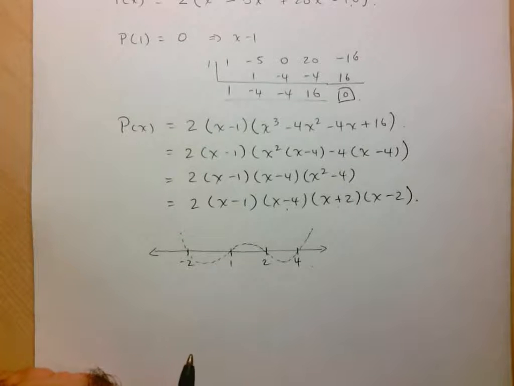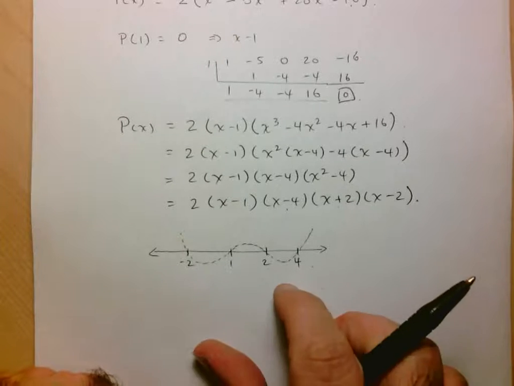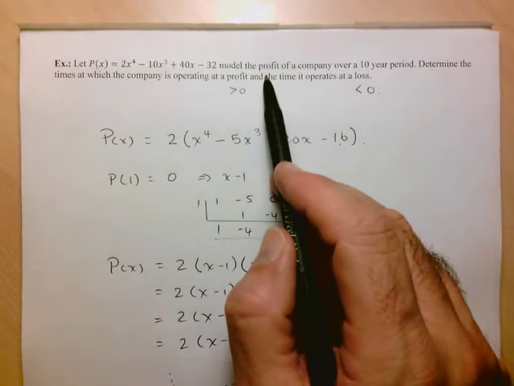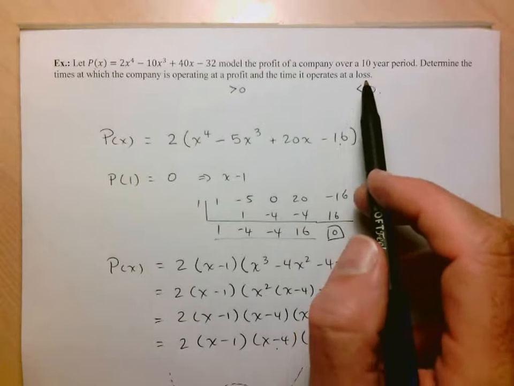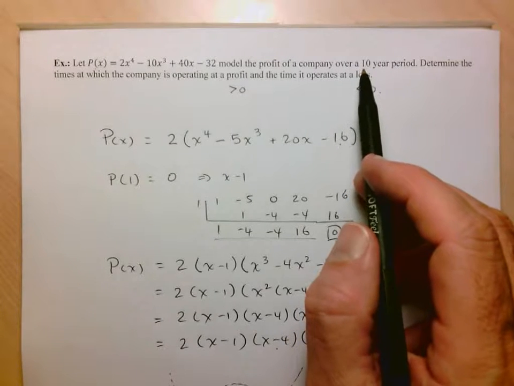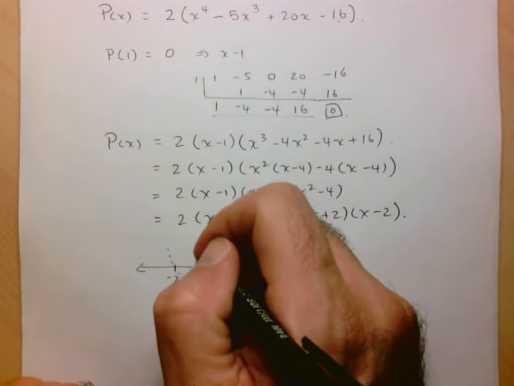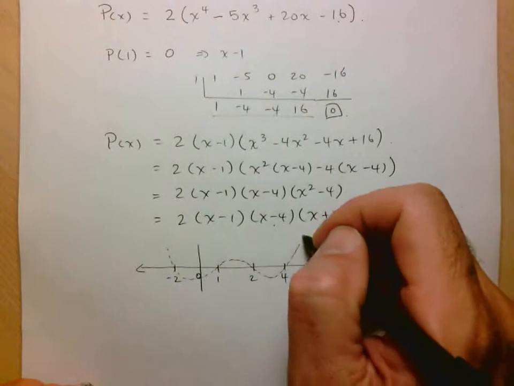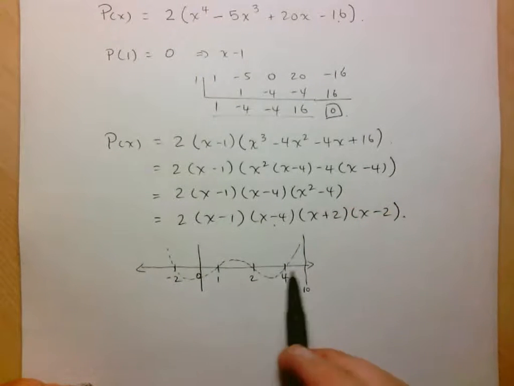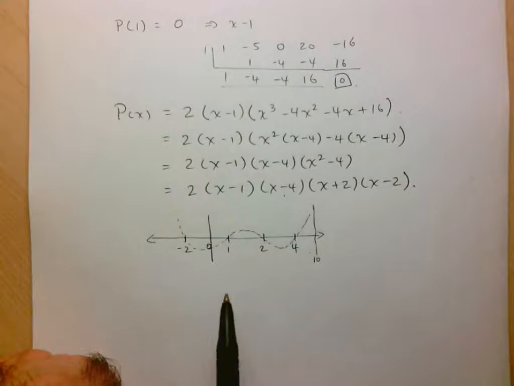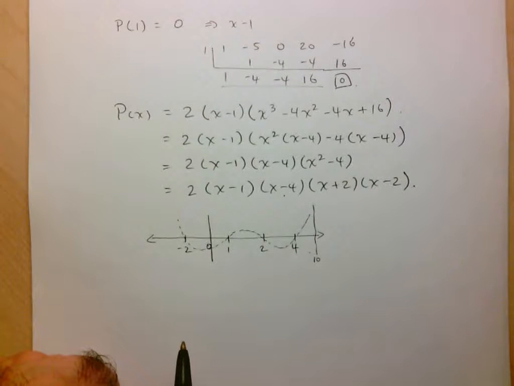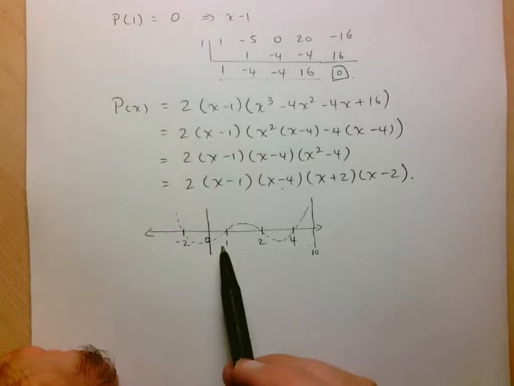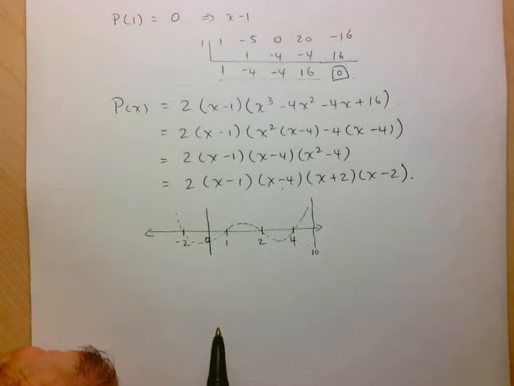Okay, there is one little thing that you might want to think about though. What are we talking about in this question? Okay, P of x represents profit over a 10-year period. So x represents time. That means we're starting off at x equals 0. We're not interested in anything before 0. And we're stopping at x equals 10. We're not interested in anything past 10. So when we're giving our answer, you have to be sure to take into consideration the natural restrictions, so time being positive, and then the given restrictions that we're only interested in the first 10 years.